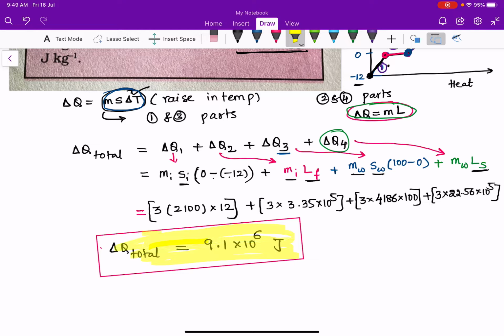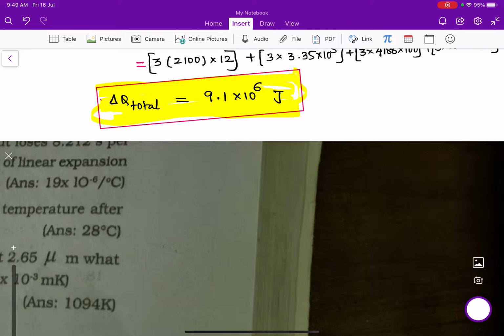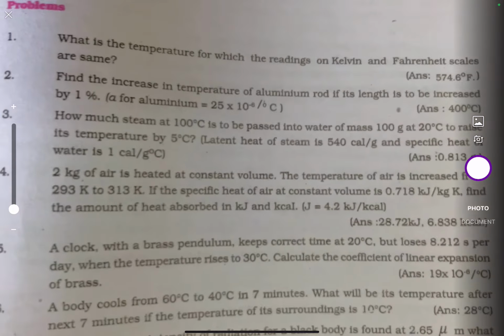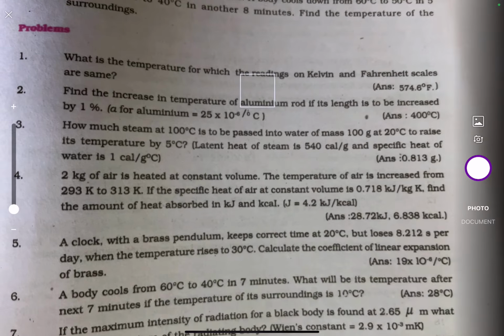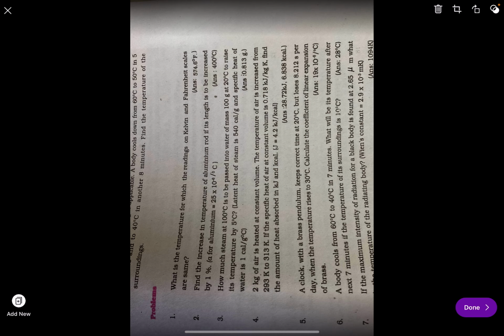So this is the final answer. Right? Now I'm going to discuss a problem set. I'm going to discuss 1 and 2 first.